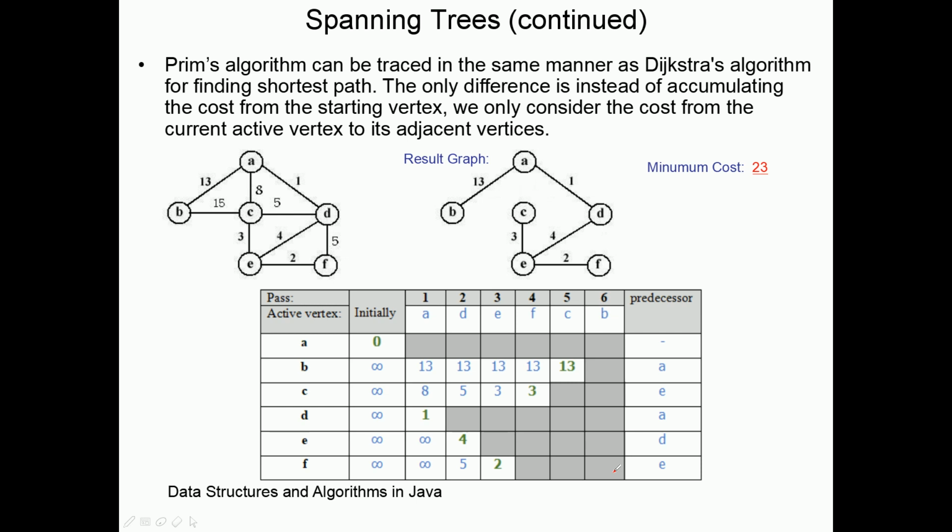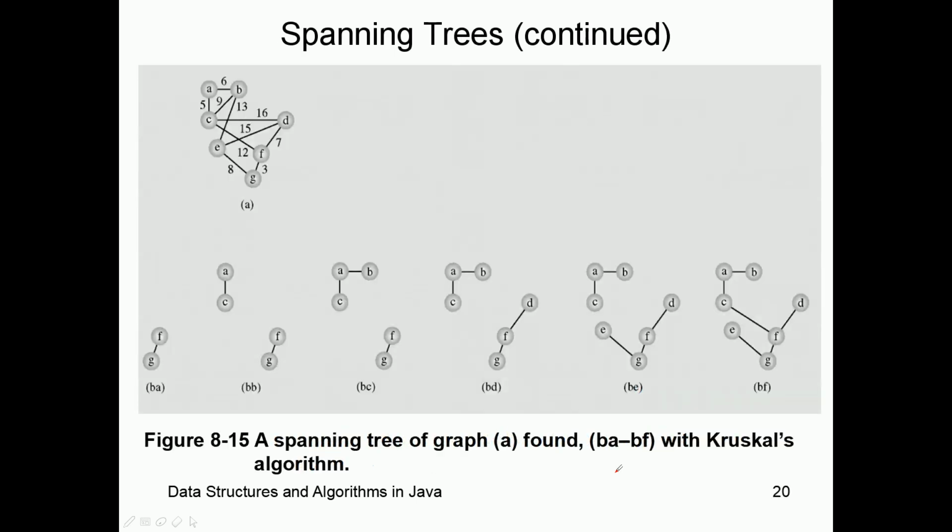That's Prim's algorithm. So the difference between the two is that this one does not need a starting point, it just looks for the minimum cost and just start building the spanning tree just with edges. As long as we don't have cycles, we keep adding from the minimum and keep going.